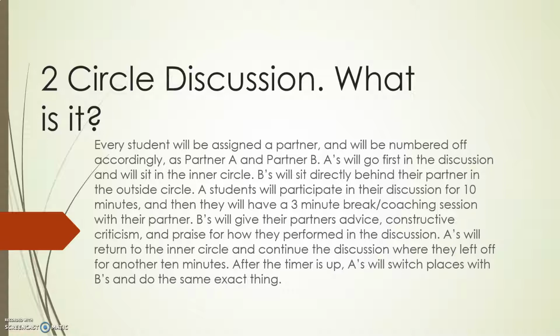A students will participate in their discussion for 10 minutes and then they will have a 3-minute break / coaching session with their partner. B's will give their partners advice, constructive criticism, and praise for how they performed in the discussion. A's will return to the inner circle and continue the discussion where they left off for another 10 minutes. After the timer is up, A's will then switch places with B's and do the same exact thing.